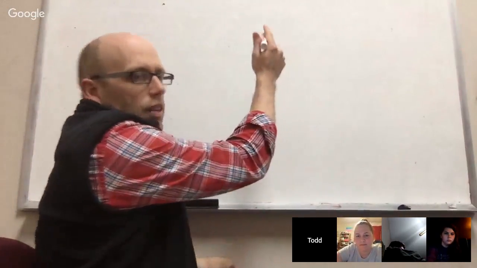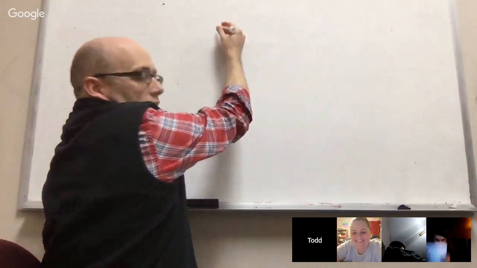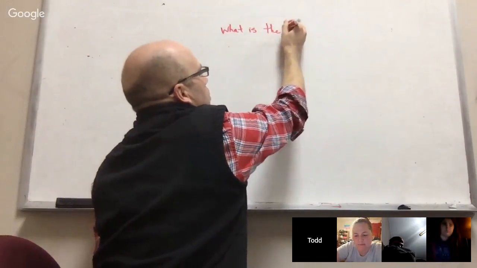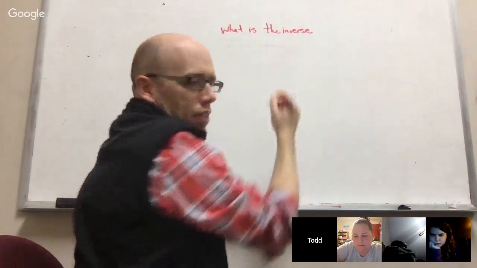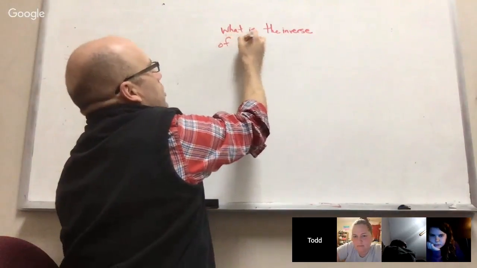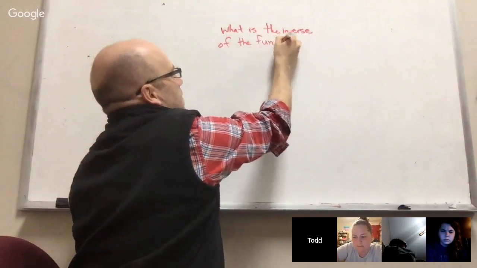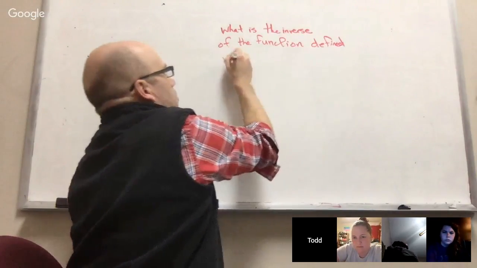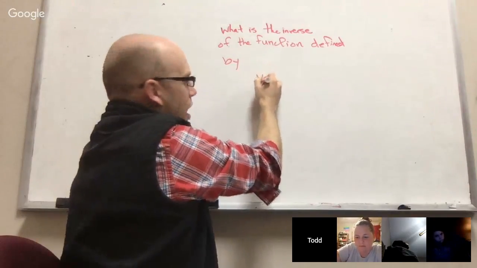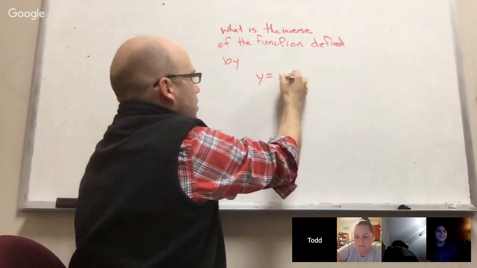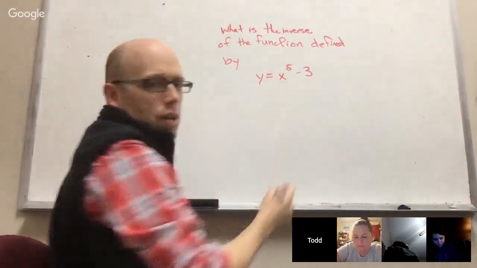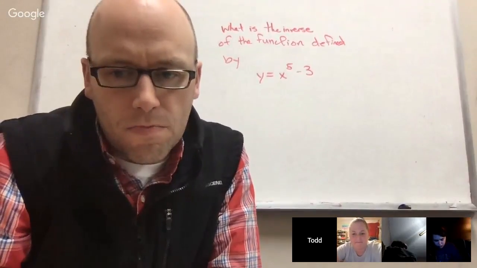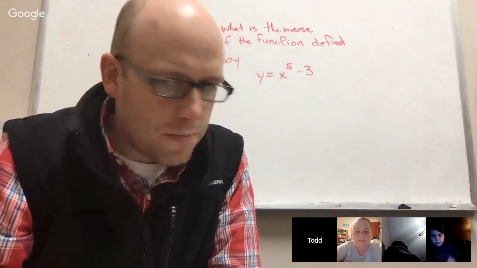First, I want to make sure that I'm writing where you can see. It asks, what is the inverse of the function defined by y equals x to the fifth minus 3. Now, can y'all read that if I write it on the board like that? Yeah, I can read that. Okay, good.